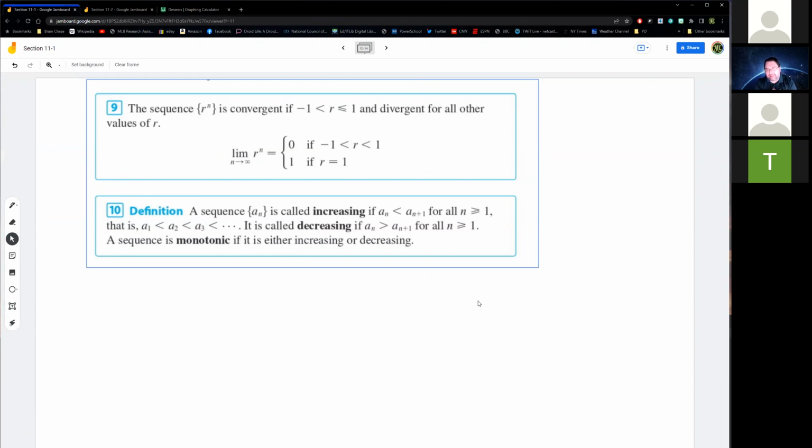Notice that nowhere in this did it say one is convergent and one is divergent. I can have a sequence that is always increasing and actually converge to a value. I can have a function that's always decreasing and it not converge. So those two are independent things. Okay. Does that make sense?